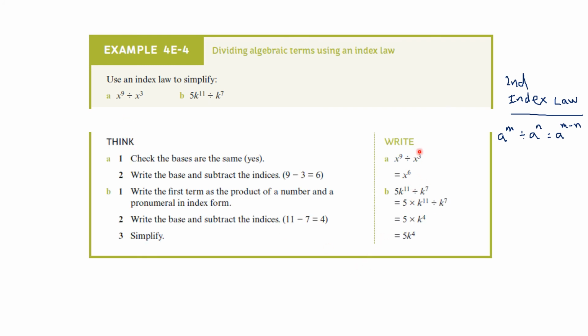Both solutions are here. If we look at the first question, the base, which is x in this case, doesn't always have to be a, this is just your rule. x stays the same, and we do 9 take 3 to give us 6. Nice and easy. Question B, well, we've got this 5 out the front. We don't have a number out the front here, but by now, hopefully, you should know that that's a 1. So I'm essentially doing 5 divided by 1, which is still 5. Then I need to use my second index law here, leave the k as it is. 11 take 7 is 4. Get rid of the times sign and just put it together as 5k to the power of 4.